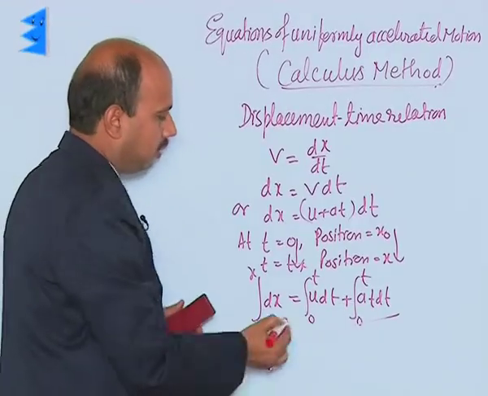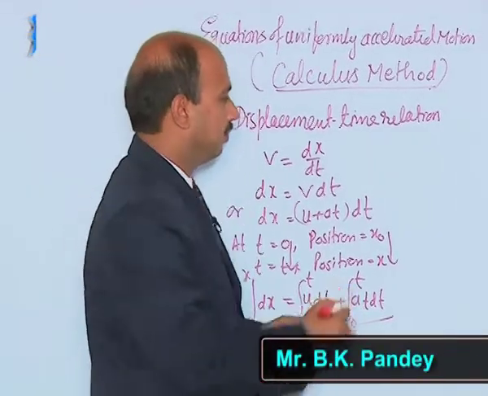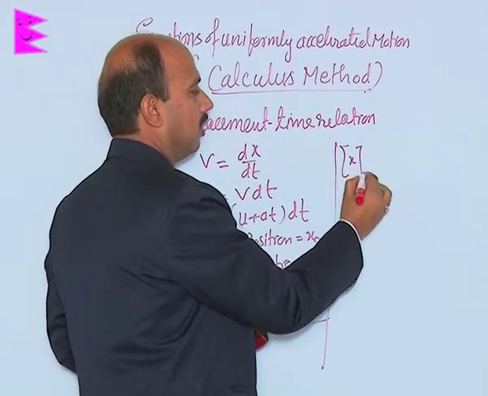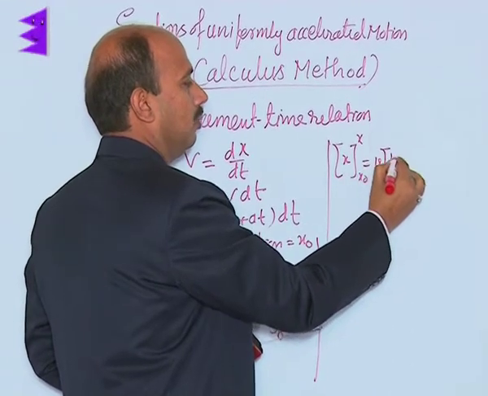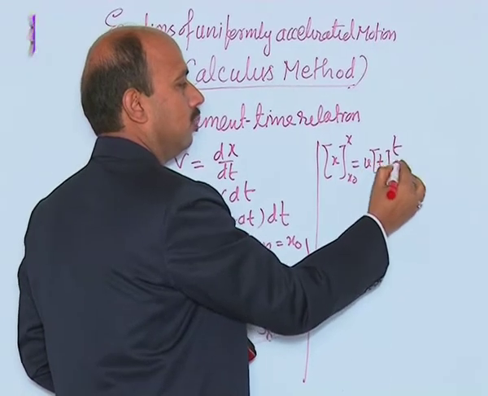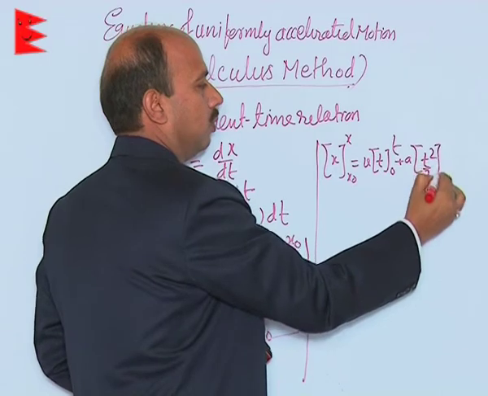Now, we will take this equation again and solve it. We will be getting here, integrating x naught to x equals u t minus this t from 0 to t, plus a t square by 2 from 0 to t.